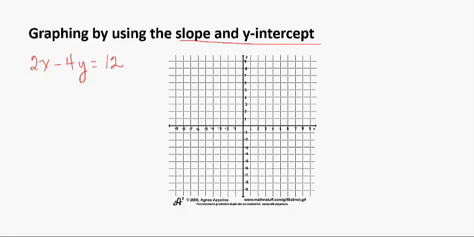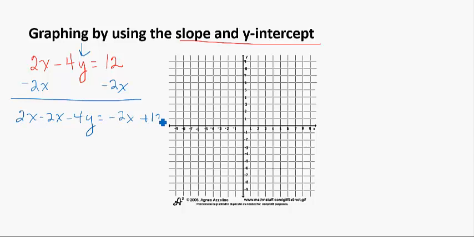So the first thing I want to do is put this in slope-intercept form, which simply means solving for y. So I want to remove everything from the y. First I'm going to remove this 2x by subtracting 2x, performing the opposite operation. This gives me 2x - 4y = -2x + 12. And remember that your slope-intercept form is y = mx + b, so to remain consistent, we put our variable term first. 2x - 2x is 0, so this gives me -4y = -2x + 12. These are not like terms, so I cannot combine them.